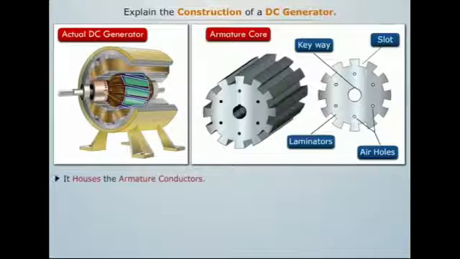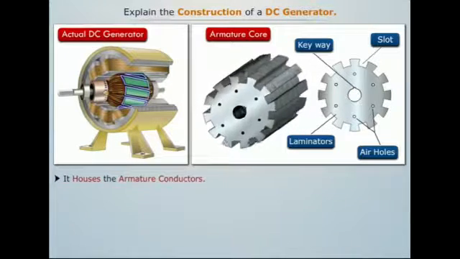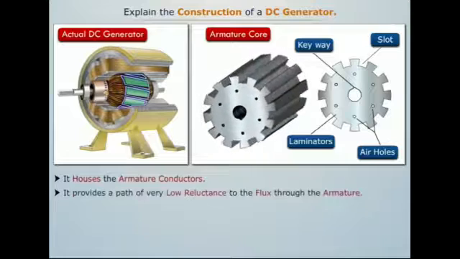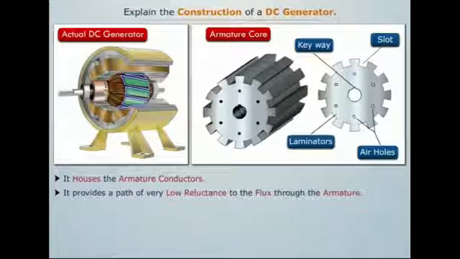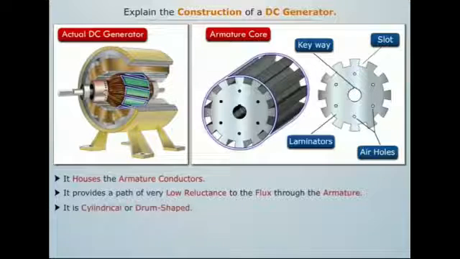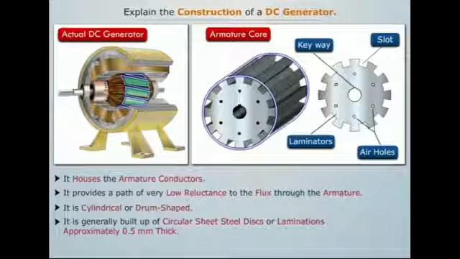And second, armature. It houses the armature conductors. It is a rotating part. It provides a path of very low reluctance to the flux through the armature. It is cylindrical or drum shaped. It is generally built up of circular sheet steel discs or laminations approximately 0.5 mm thick.